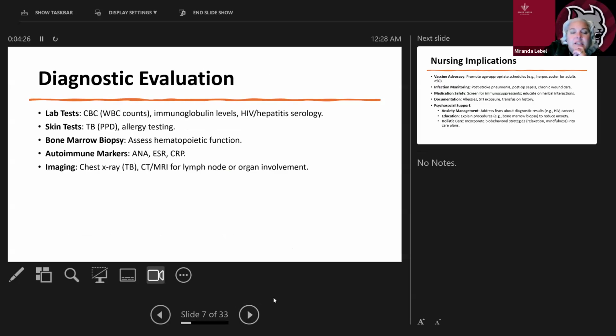We're going to look at labs like a CBC to look at those white counts, immunoglobulin levels, HIV, and hepatitis serology. We could do a TB skin test and allergy testing. We could do a bone marrow biopsy for hematopoietic function. Autoimmune markers are going to be your ANA, your sed rate, and your CRP. We can do some imaging: a chest x-ray will show TB, and CT or MRI for lymph node or organ involvement.